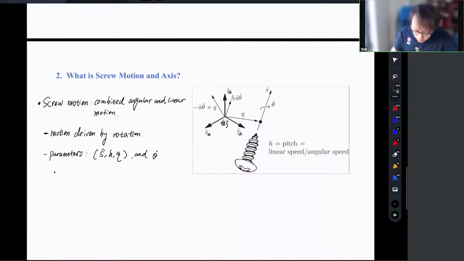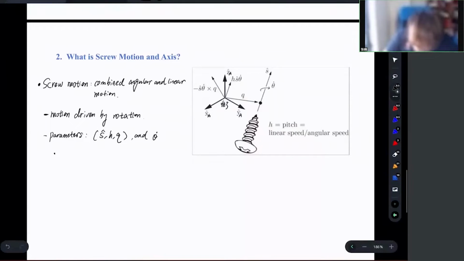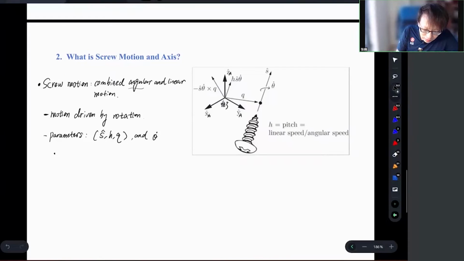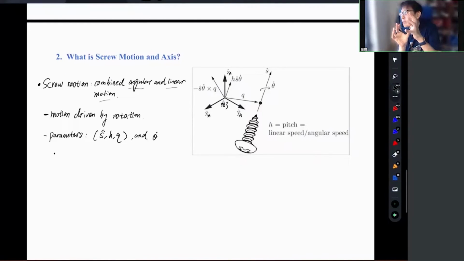Okay, let's look at screw motion. Let's not think too abstractly. Let's just think there's a screw. You somehow rotate the screw, and it will move, not only having a rotating action, it also moves along the rotation axis, right? So screw motion is nothing but a combined angular and linear motion. These two motions are combined in a predetermined way.